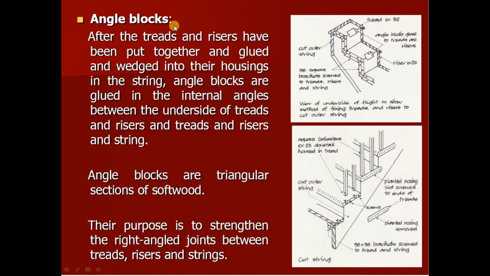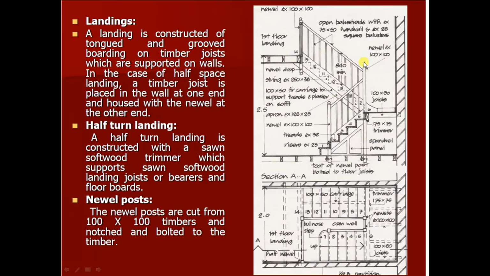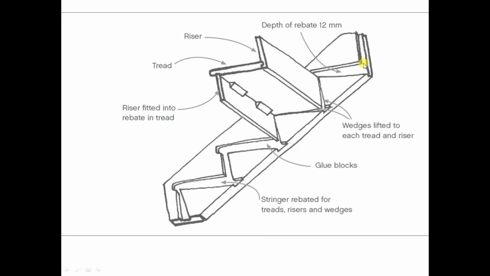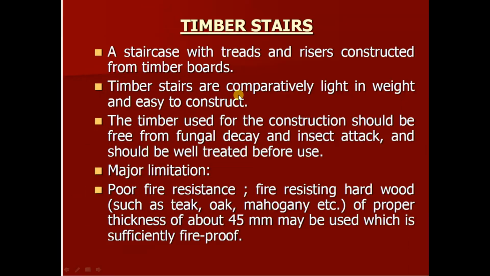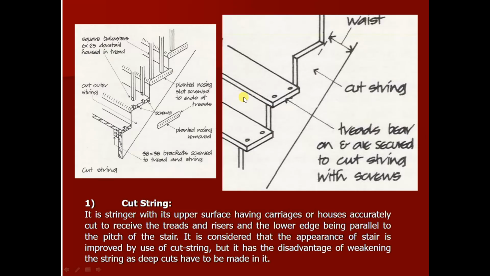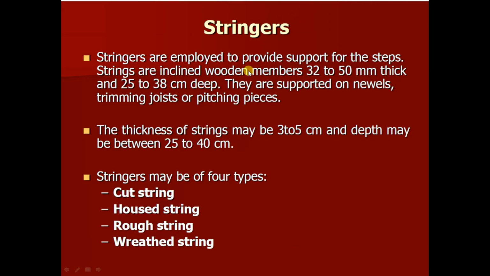And then these are called the angular blocks or the glue blocks, which I had mentioned. This is actually the underside of the stairs. This goes where the tread and riser meet, to support the tread and the riser. Then the stringers, as I said, are the wooden members that support the treads and the risers.